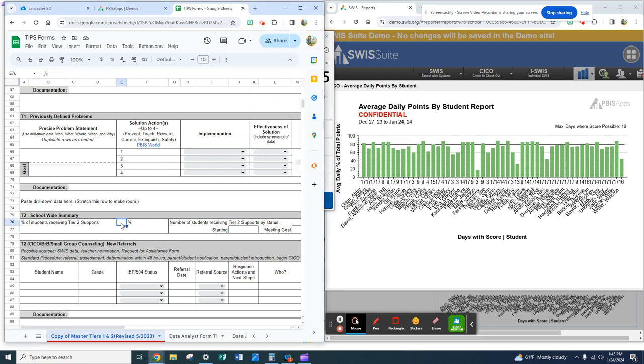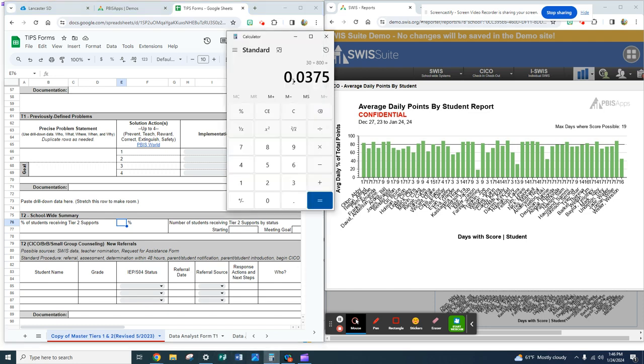I'm also going to include my small group counseling. So let's say I have 3 groups going with 5 students each. That's another 15. So let's say 45. 45 divided by 800. So that's 6% of my student body.